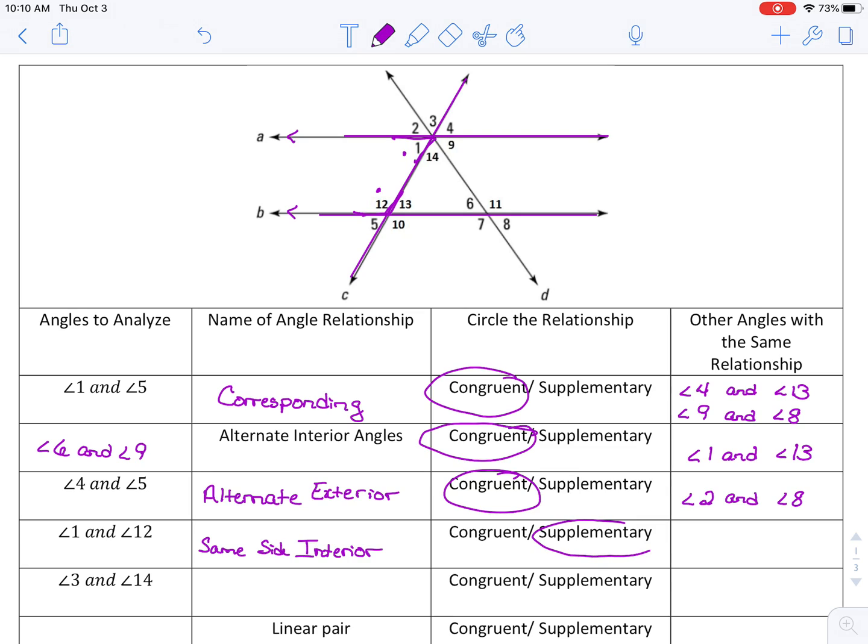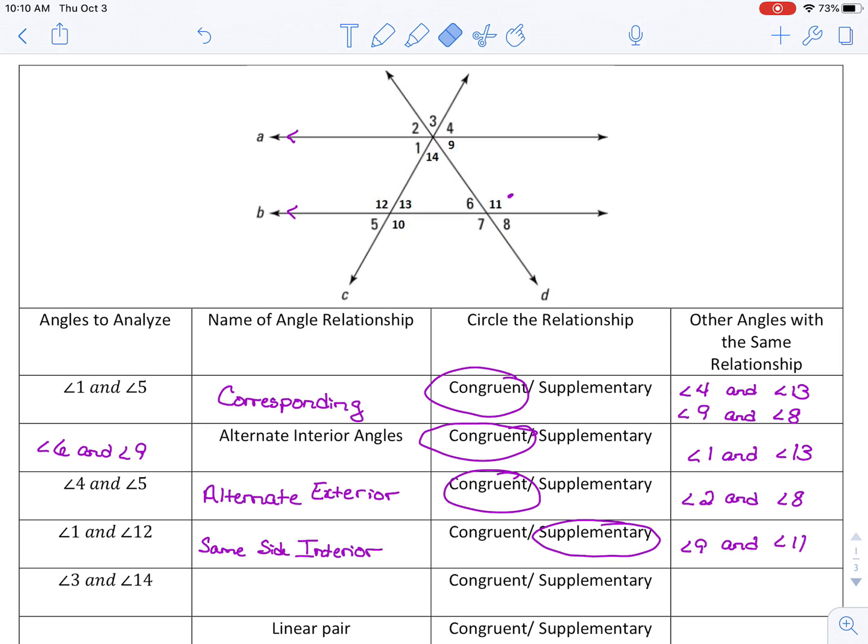which means because my lines are parallel, their measures are supplementary to each other. The other set of same side interior angles in this picture, if you use your other transversal, would be 9 and 11. They're on the same side of transversal D. They are inside lines A and B.